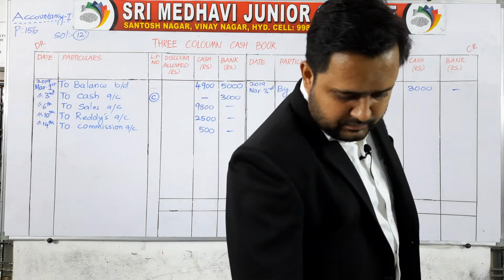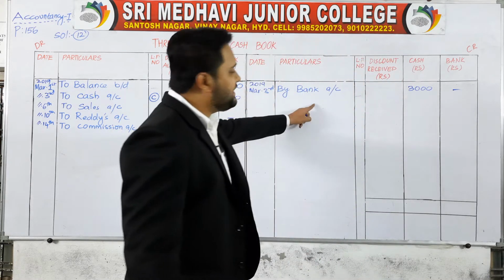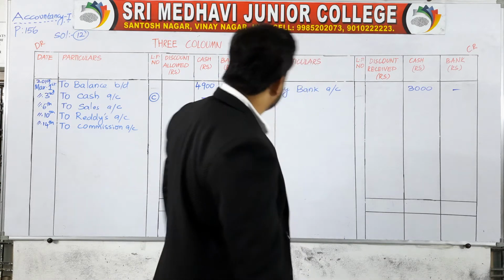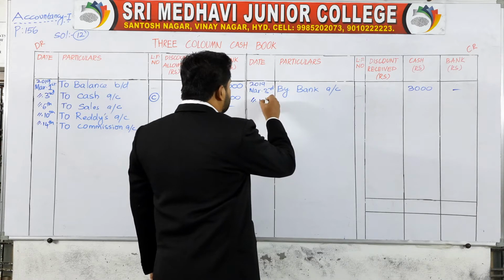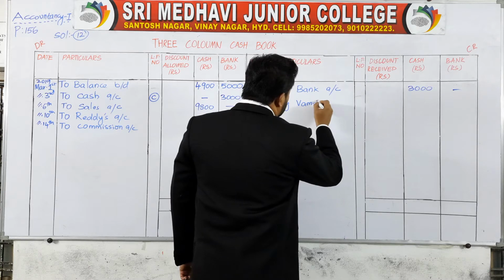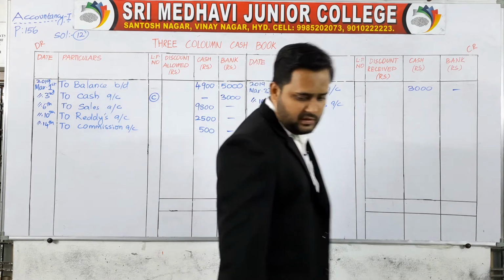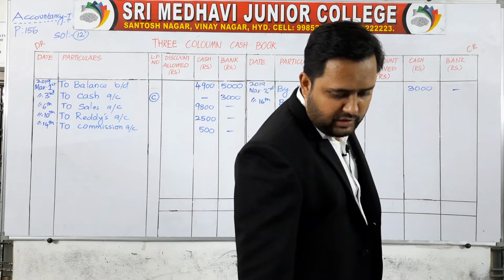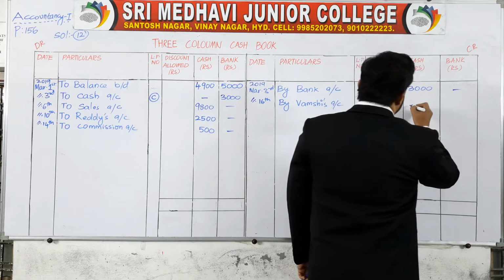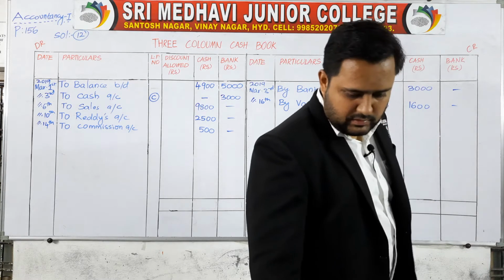Here, paid to Vamshi 1600, discount received 400. You are paying the cash. If you are paying the cash, on the credit side, you are paying to Vamshi on date 16th, by Vamshi's account. How much you are paying? 1600, and 400 rupees in the name of discount received. 1600 you have paid.